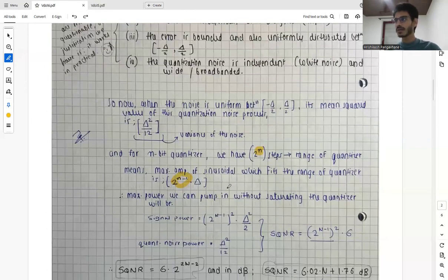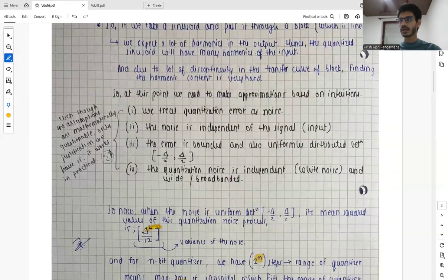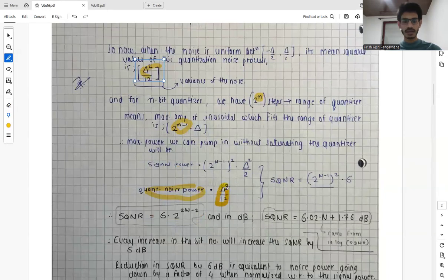The maximum power we can pump in without saturating the quantizer will basically be called the signal power. It will be the square of 2 to the power n minus 1 times delta, square by 2. And the quantization noise power we saw here will be delta square by 12. If we take the ratio, it is called the signal to quantization noise ratio, and this SQNR comes out to be the division of these two. Basically it comes out to be 2 to the power n minus 1 squared times 6.